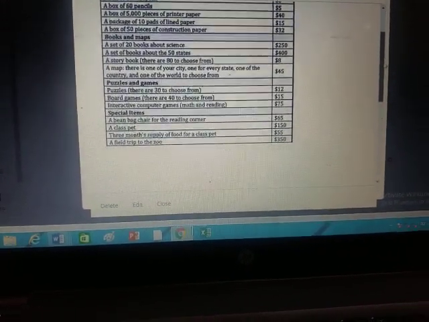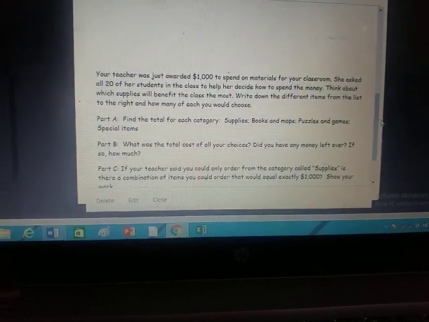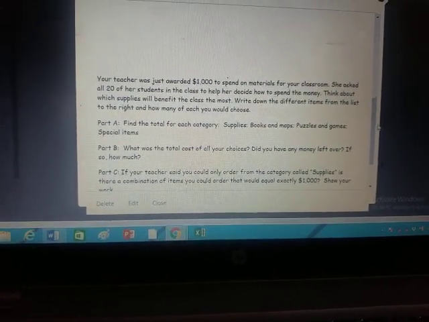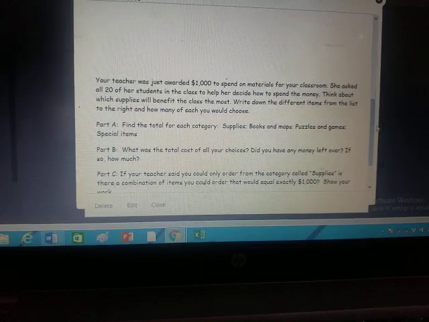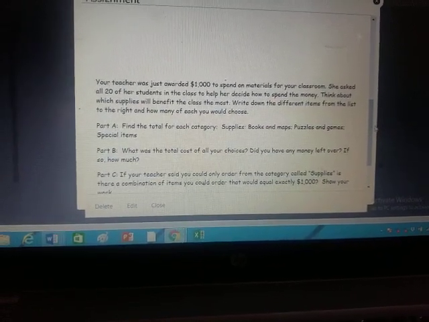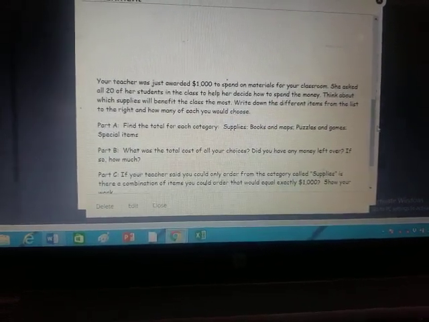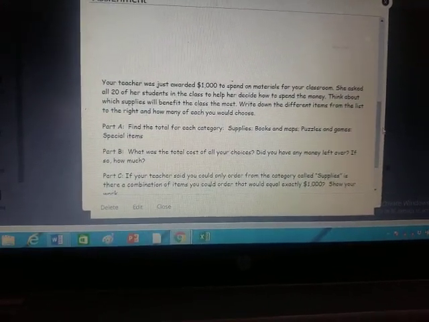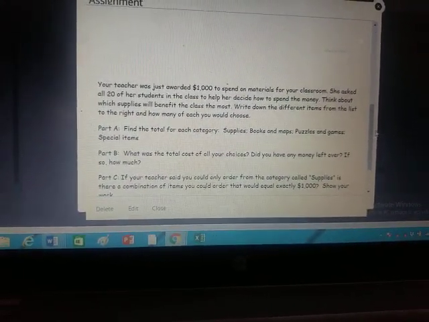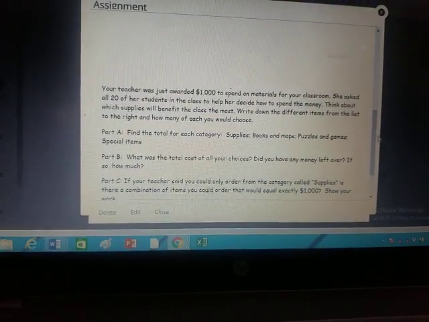When you scroll down, the questions are below, and it says your teacher was just rewarded $1,000 to spend on materials for her classroom. Man, I wish. She asked all 20 of her students in the class to help her decide how to spend the money. Think about which supplies will benefit the class the most. Write down the different items from the list to the right and how many of each you would choose.